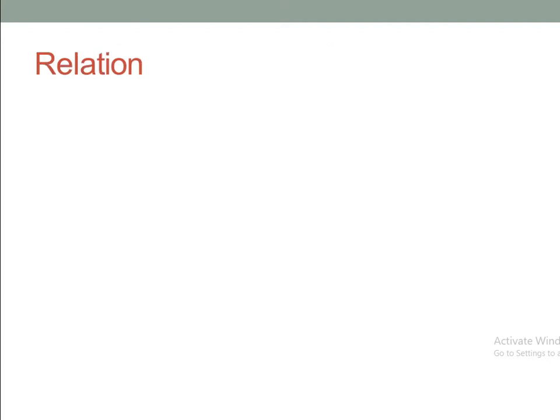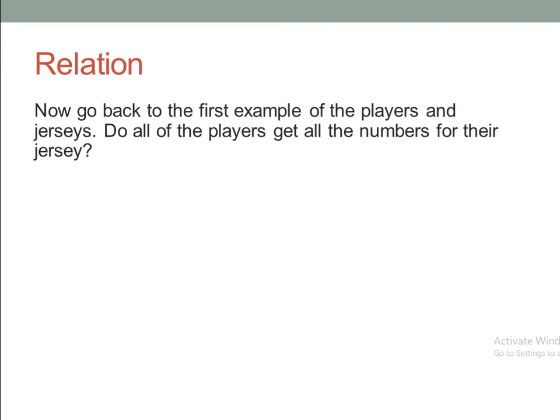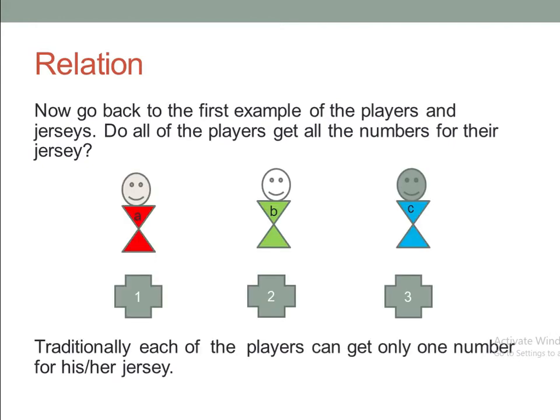Relation. Now we are going to talk about relation. First, we will go back to the first example of the players and the jerseys. Do all of the players get all of the numbers for their jerseys? Traditionally, each of the players can get only one number for his or her jersey.